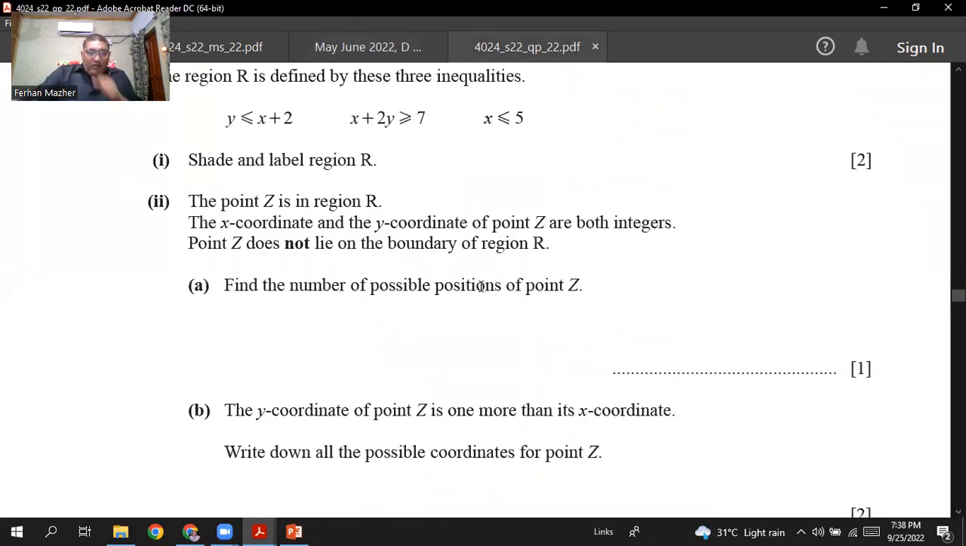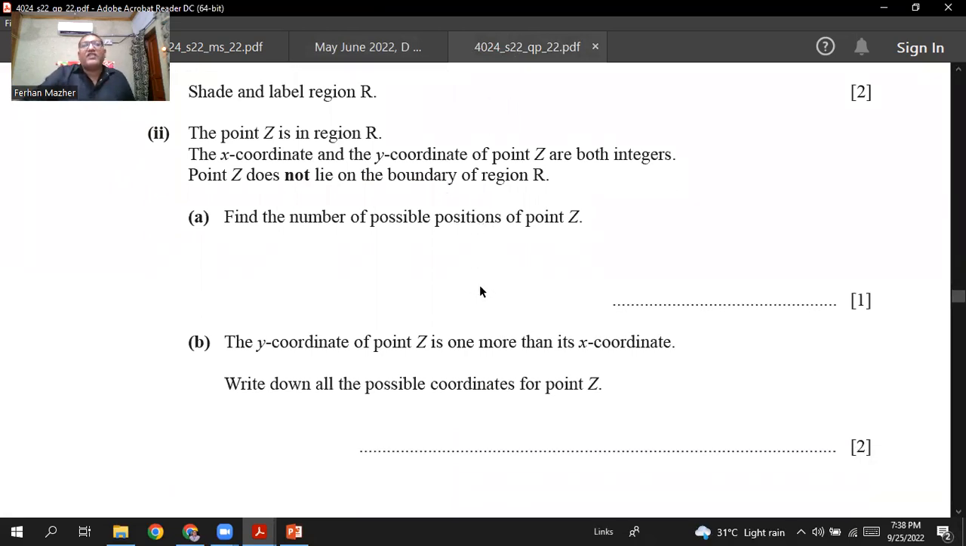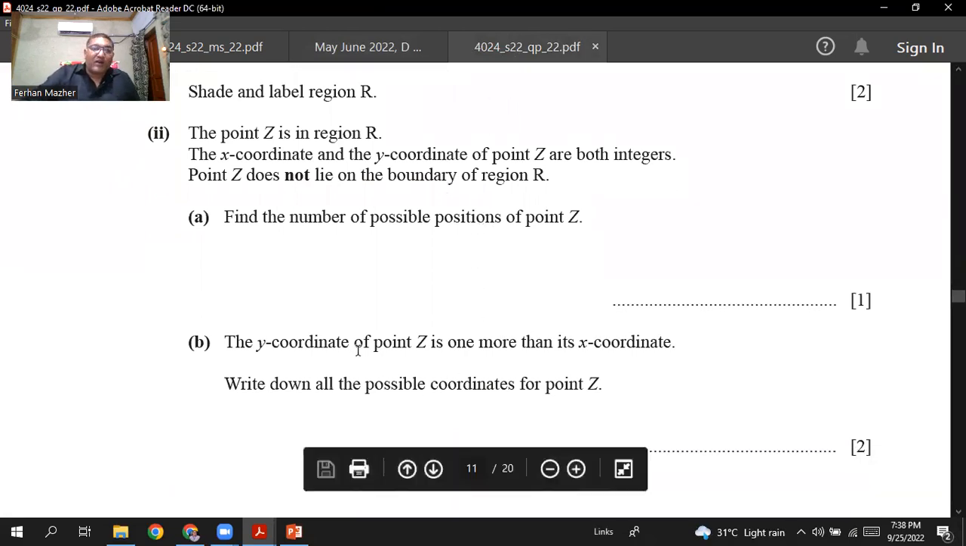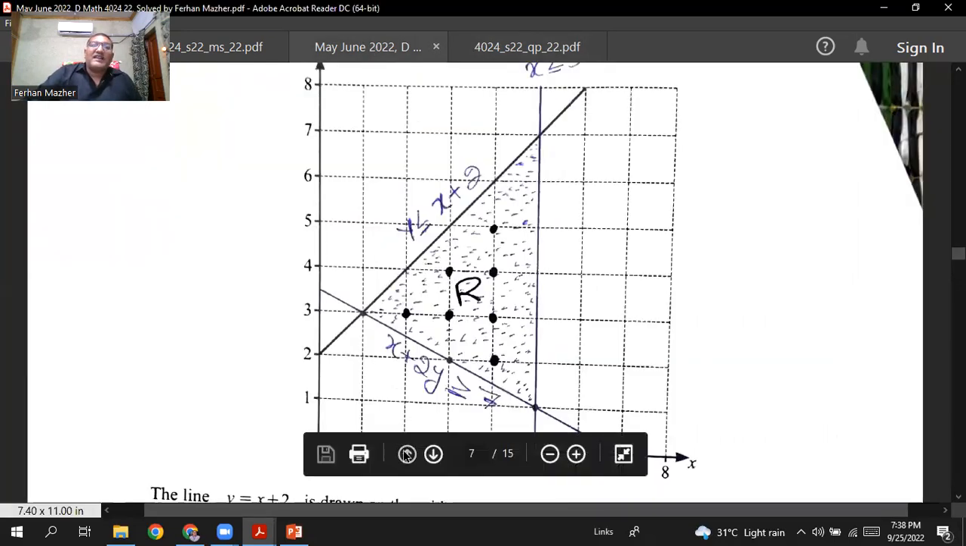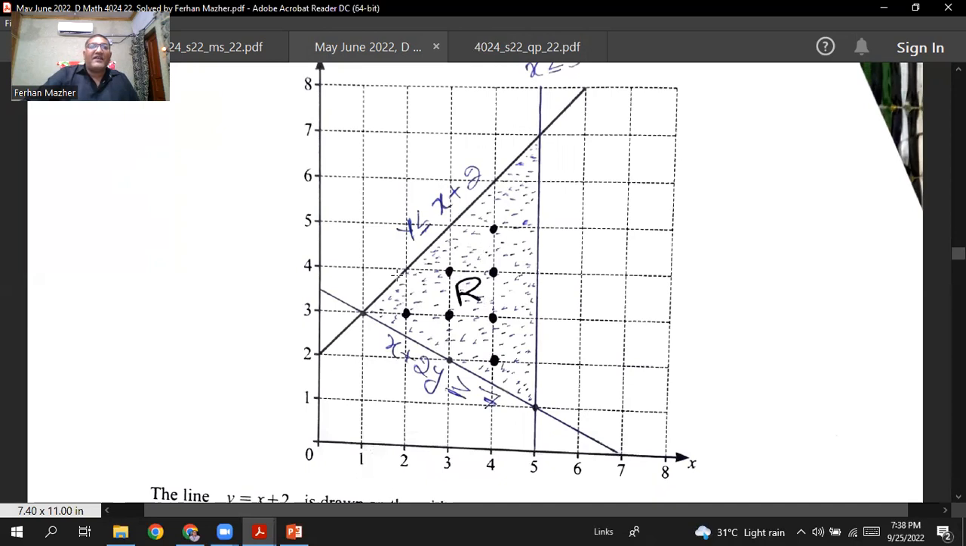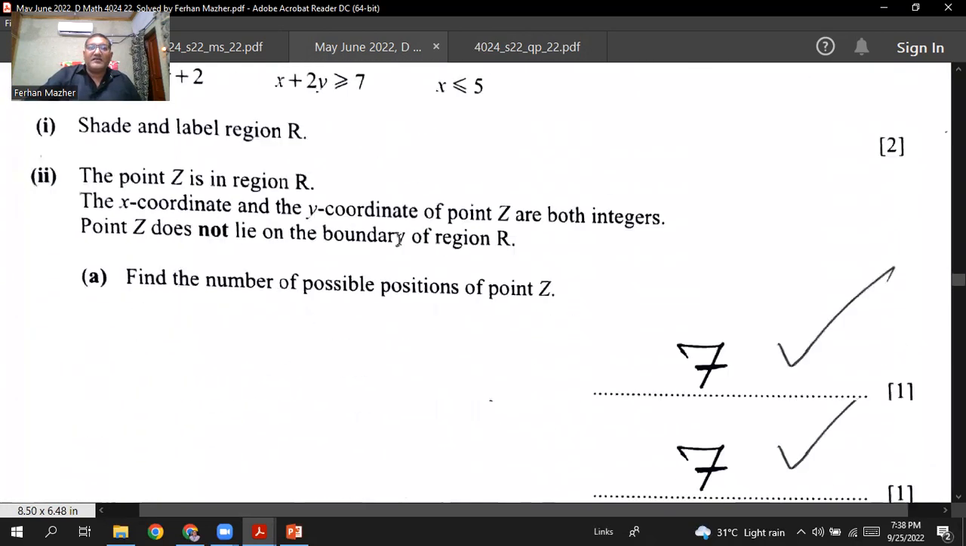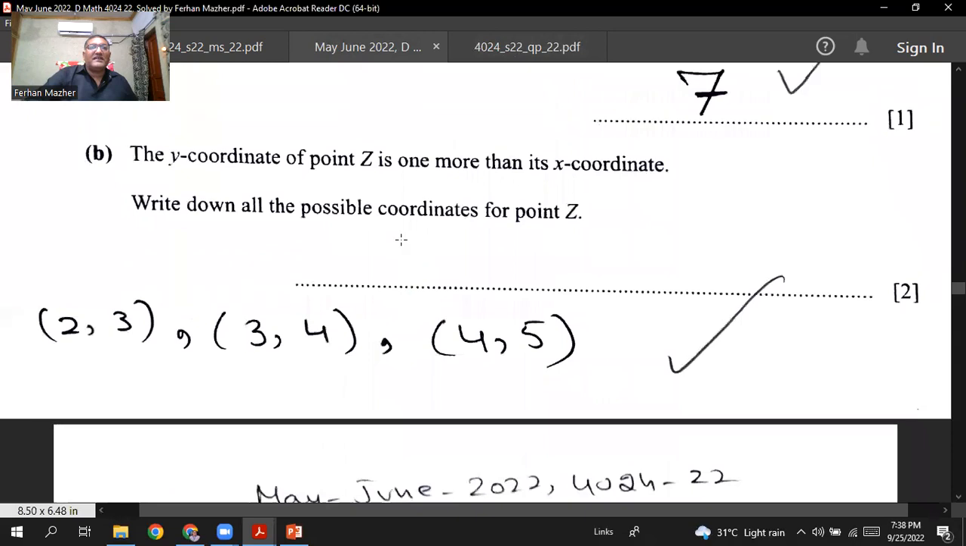Okay, then they say the y coordinate of the point Z is 1 more than its x coordinate. Write down all the possible coordinates for the point Z. Okay, where the y is 1 more than the x. So this is 2 comma 3. So yeah, that is good. It's 3 comma 4 and 4 comma 5. So how many are they? Let me show you. So these are the points. 2 comma 3 because here the y is 1 more than the x. And 3 comma 4 and 4 comma 5, they are in that region R.